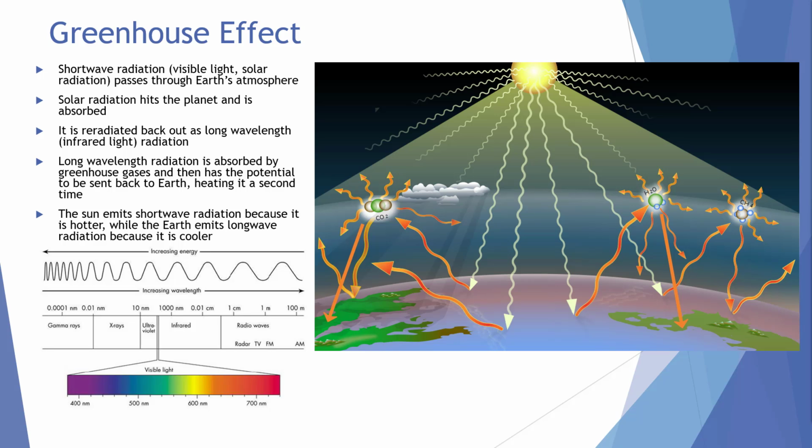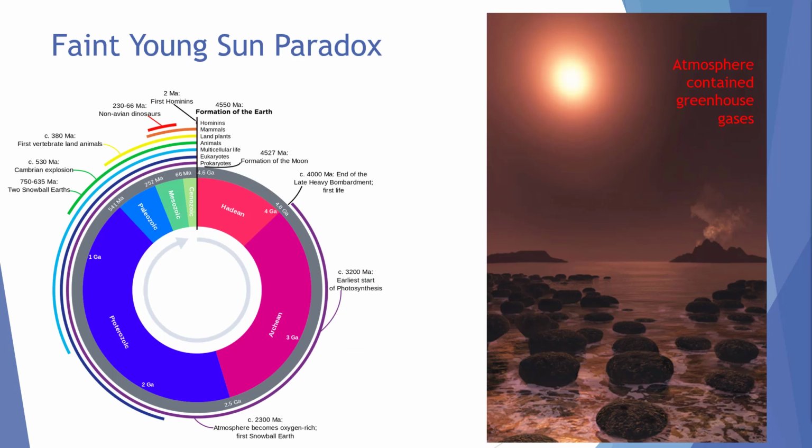So the sun emits shortwave radiation because it's hotter, while the Earth emits long wave radiation because it's cooler. And because volcanoes had spewed out a bunch of greenhouse gases, of which water vapor is one, but many other greenhouse gases were spewed out by volcanoes too, the Earth's atmosphere was able to be warmer than what it should have been given just the sun's output. So our atmosphere and the greenhouse effect actually made liquid water possible. The atmosphere contained greenhouse gases during the Hadean.